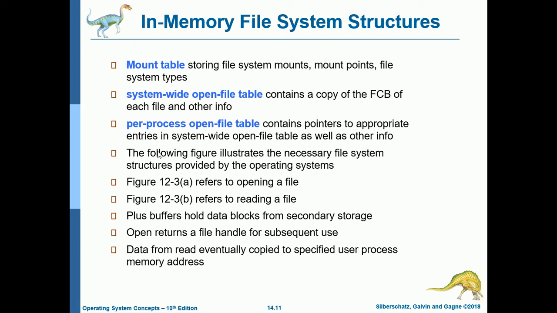And then next we have the system-wide open file table, which contains a copy of the FCB of each file and other info. And then we also have the per-process open file table, which contains pointers to appropriate entries in the system-wide open file table as well as other information. The following figure illustrates the necessary file system structures provided by the operating system. Letter A refers to opening a file, and letter B refers to reading a file in the next slide. Plus, buffers hold data blocks from secondary storage.